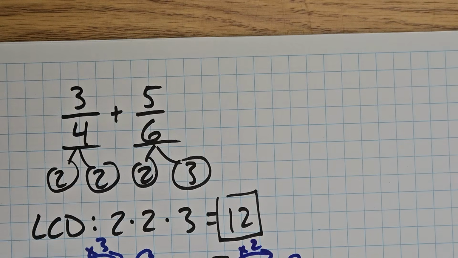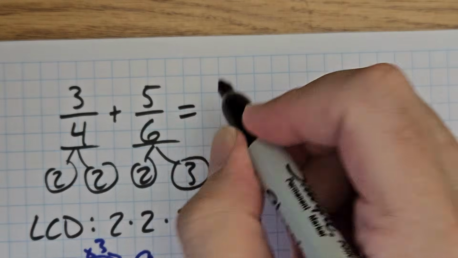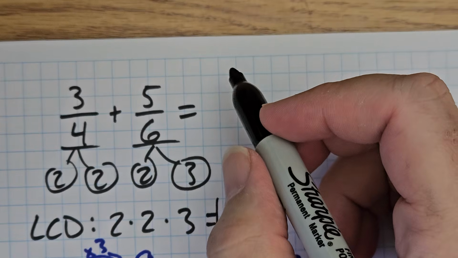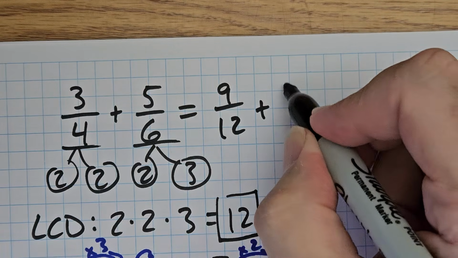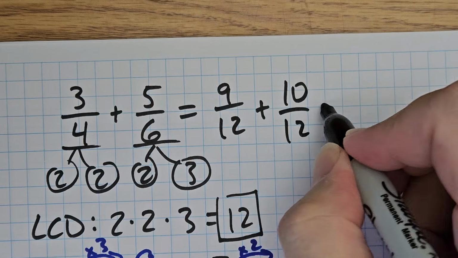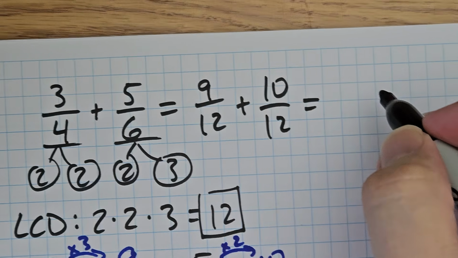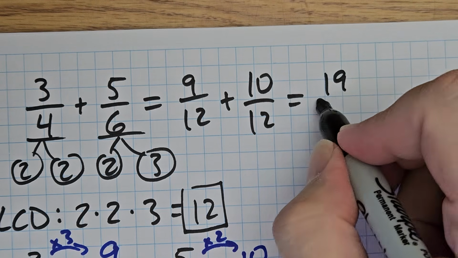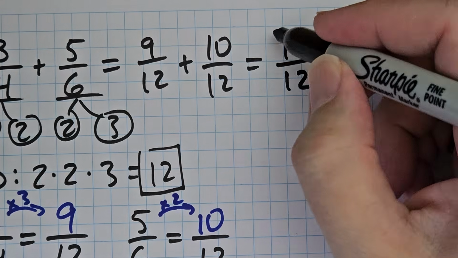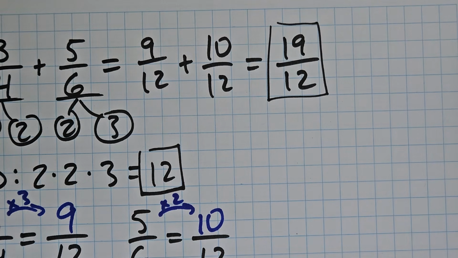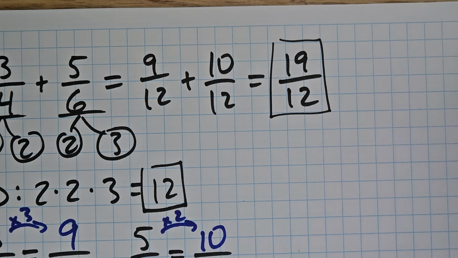So now I can come back here and rewrite the whole addition expression. 3/4 I have raised to 9/12, and 5/6 I have raised to 10/12. Now we can just add across the top, and the denominator stays the same. And honestly, this is really the best answer for high school purposes.